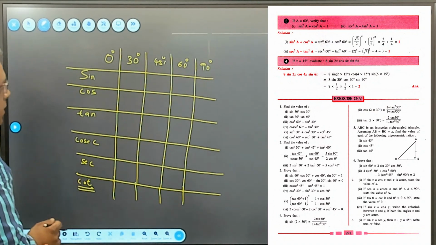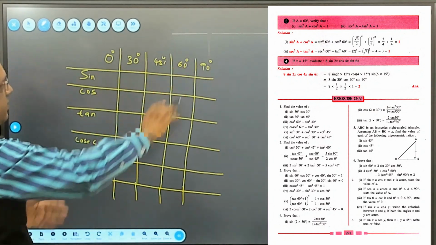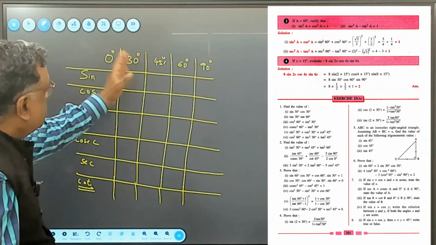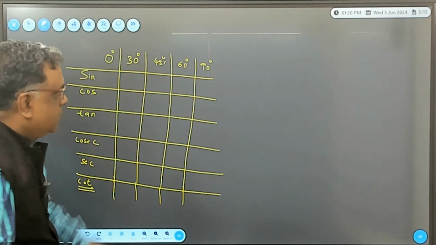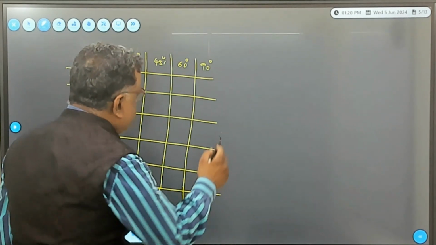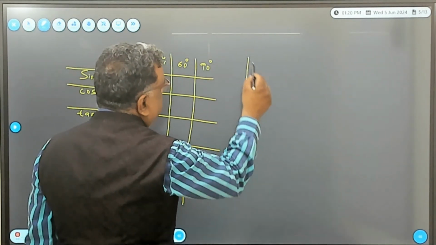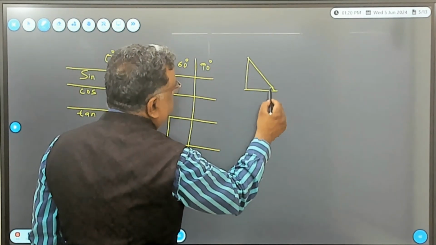Okay. So 0 and 90 I will show you separately. First, let us find out 30, 45 and 60. So let us deduce the values for 45 degrees.